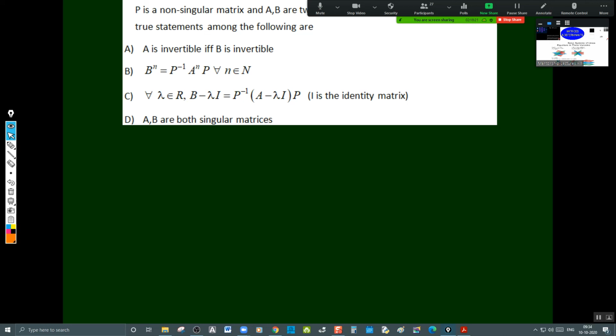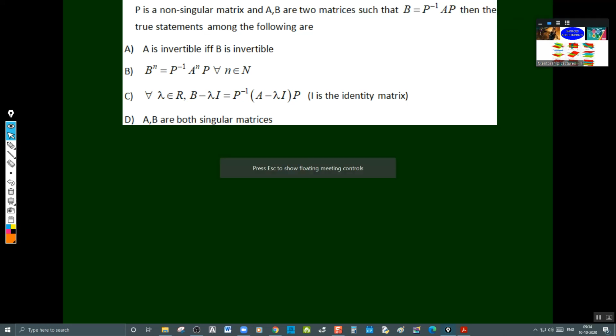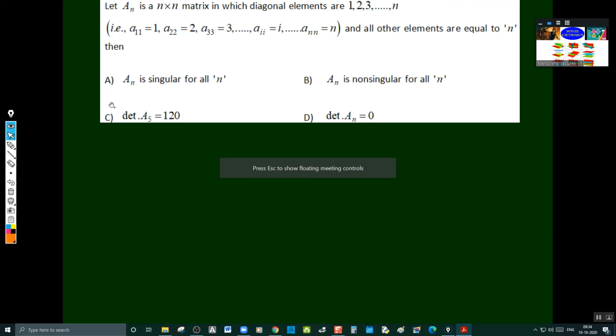Let's move on to the next question. A_n is an n by n matrix in which diagonal elements are 1, 2, 3, and so on up to n. A11 is equal to 1, A22 is equal to 2, A33 is equal to 3, and Ann is equal to n. All the diagonal elements are declared.